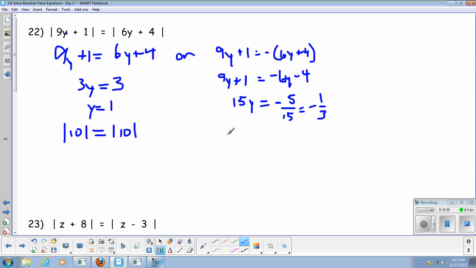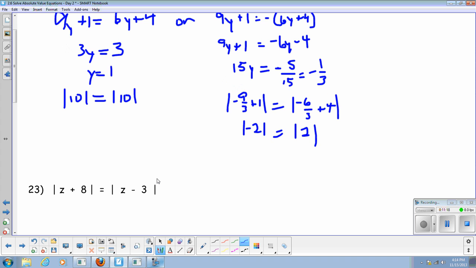If I check negative 1/3, so I take negative 1/3 times 9, that's a negative 9/3 plus 1. That's like negative 3 plus 1, so then I have a negative 2. If I check it on the other side of the equation, negative 6/3 plus 4. Negative 6/3, that's the same as negative 2. Negative 2 plus 4, positive 2. So here I have two absolute values. Both have the same absolute value. That means negative 1/3 is a correct solution and 1 is a correct solution.